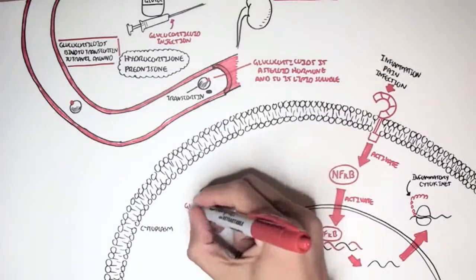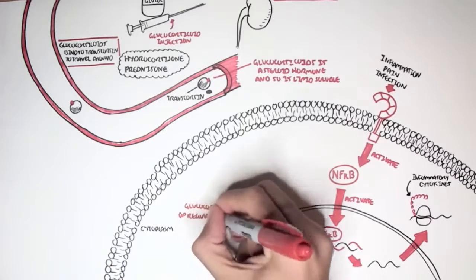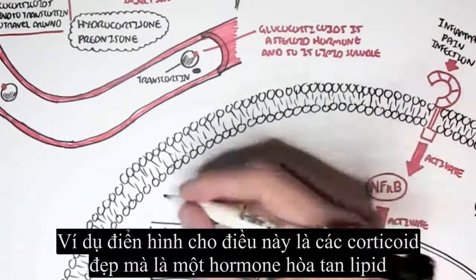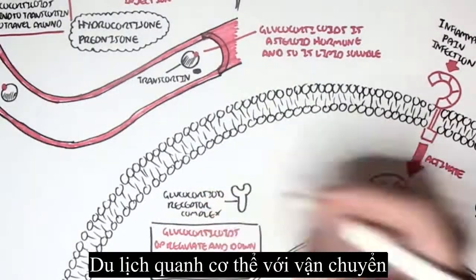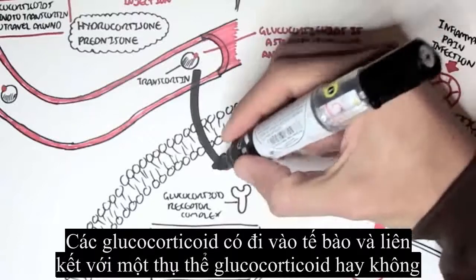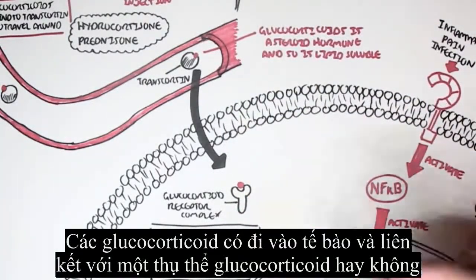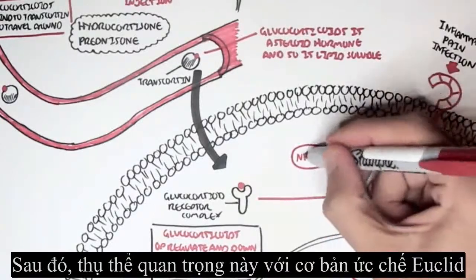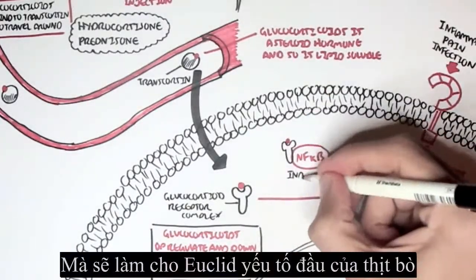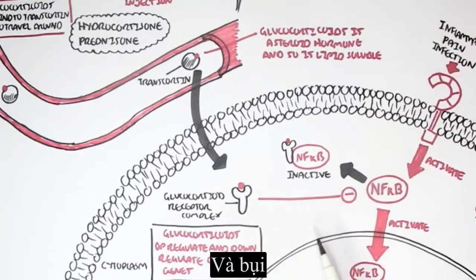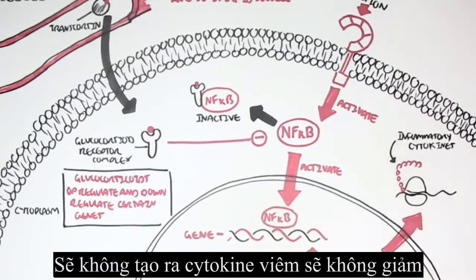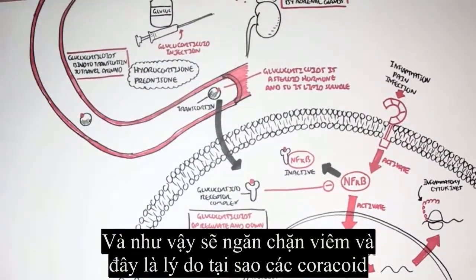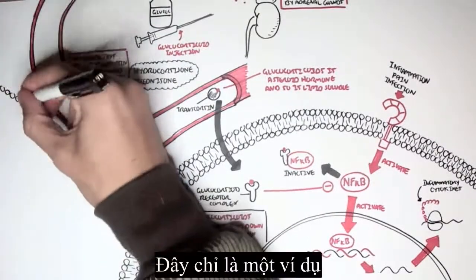So what do glucocorticoids do? Well, as mentioned, glucocorticoids will upregulate or downregulate certain genes. An example of this is that glucocorticoids, which are lipid-soluble hormones, will travel around the body with transcortin. The glucocorticoids will enter the cell and bind onto a glucocorticoid receptor. Then this glucocorticoid receptor with the glucocorticoid will inhibit nuclear factor kappa B's activity, which will make nuclear factor kappa B inactive, and thus it will not produce inflammatory cytokines or inflammatory chemicals, and so will suppress inflammation. And this is why glucocorticoids are a powerful anti-inflammatory drug. This is just one example.